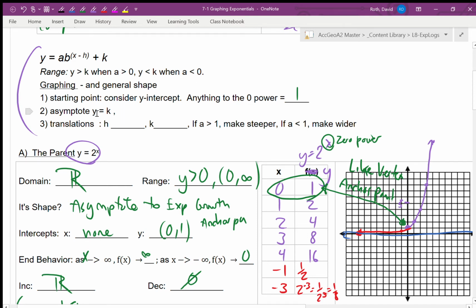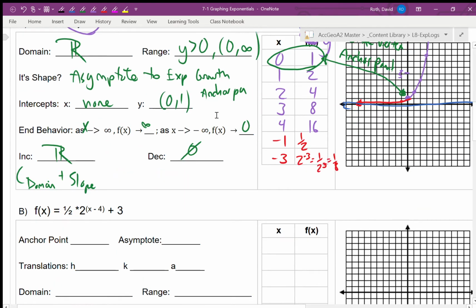The asymptote is y equals k. Notice that this plus k is going to shift the whole graph up, including the asymptote that goes with it, so that's obvious. And the translations for h, they go right and left like they always do. K goes up and down like they always do. This really should have absolute value of a greater than 1. Doesn't matter if it's positive or negative, it'll make it steeper. And if the absolute value of a is less than 1, it'll make it flatter and wider, regardless of whether it's positive or negative. Of course, if a is less than 0, then it flips it upside down.